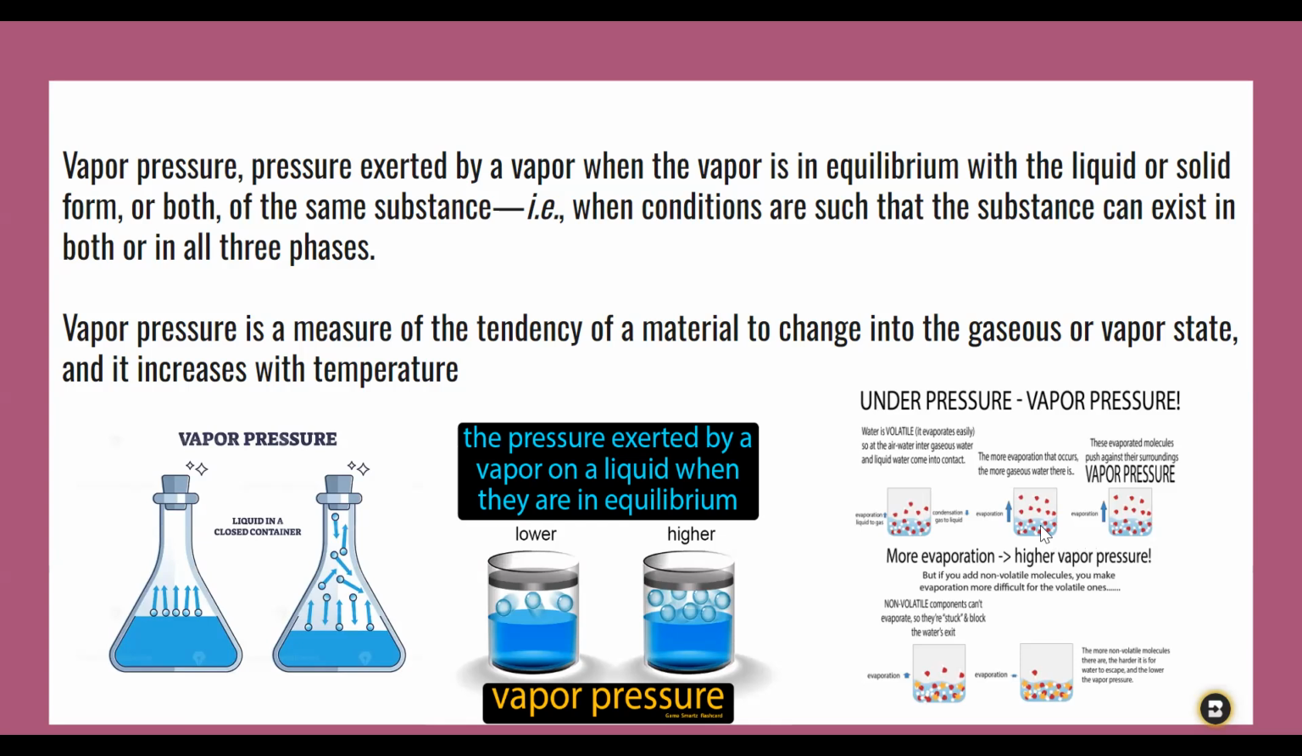When something is more volatile, like ethanol, for example, anything that is more volatile has more of it to evaporate, so it will exert more pressure. So that's what vapor pressure is.